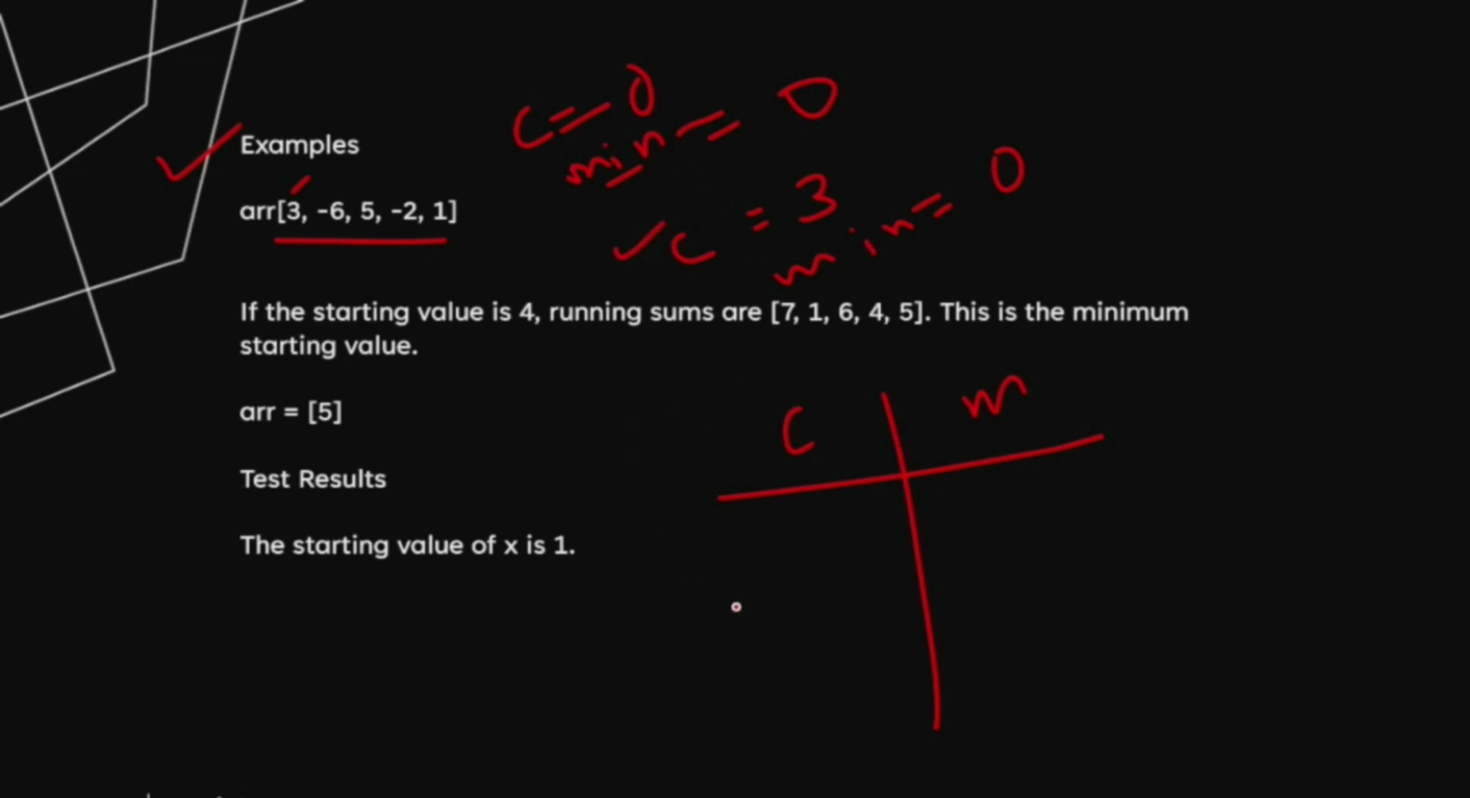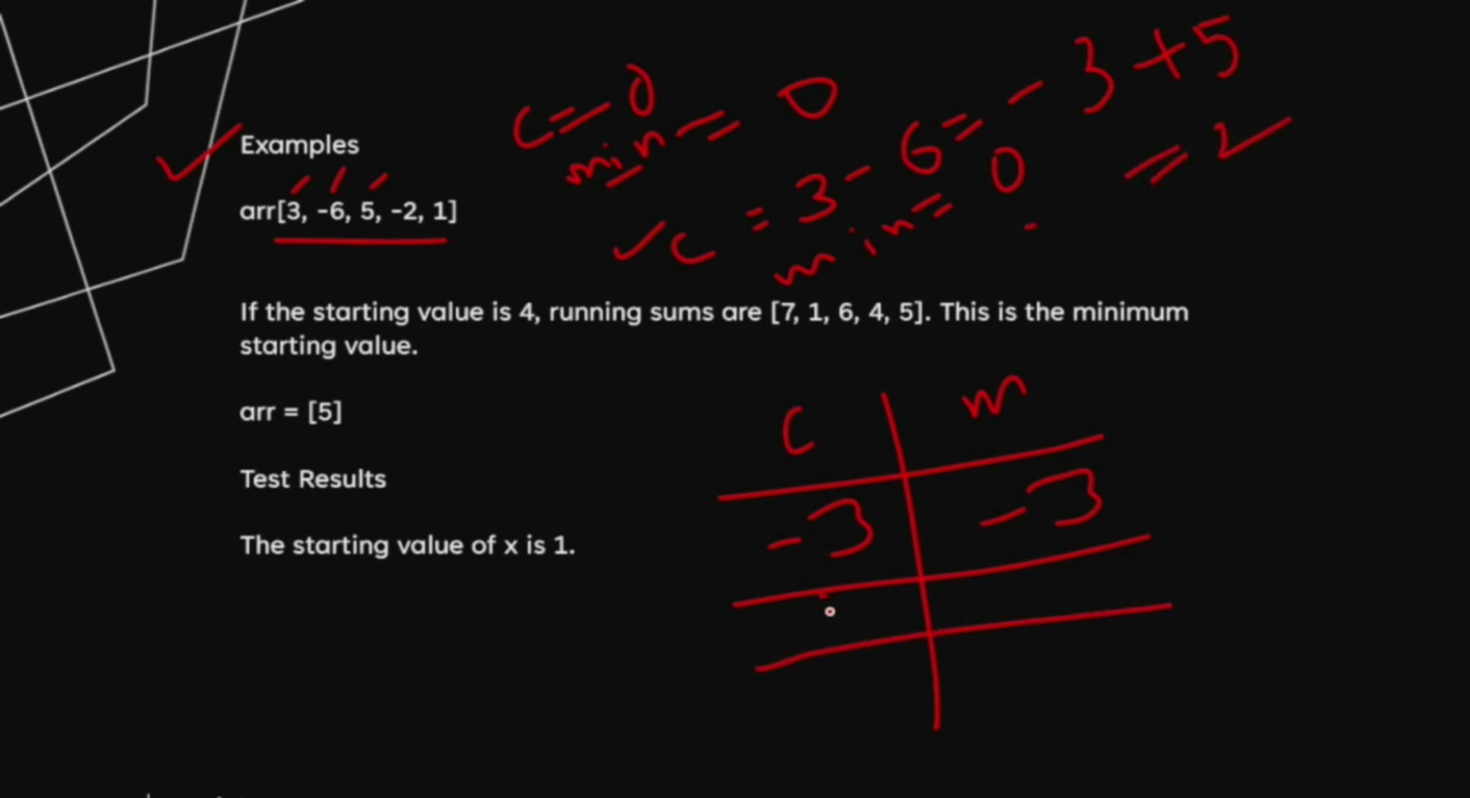In the second iteration, what will be the value for the current and the minimum value? Our second value is minus 6. 3 minus 6 is minus 3. So our current sum is minus 3 and our minimum sum is also minus 3, because in the minimum sum we are keeping the minimum one. Now our third value is 5. Minus 3 plus 5 is 2. So our current value is 2 and our minimum value is still minus 3.